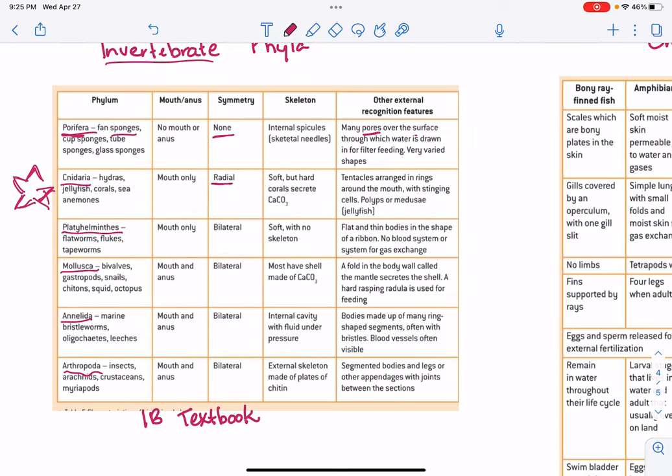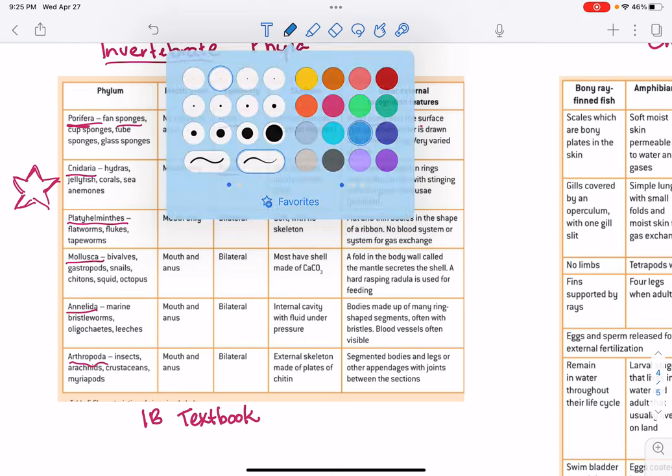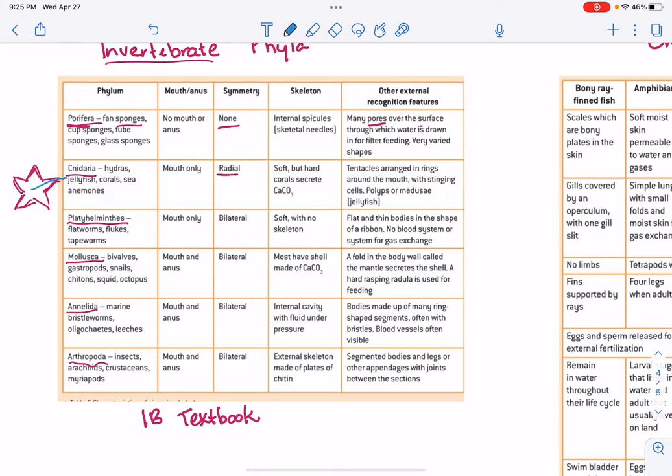So you can kind of cut it multiple ways. What it means is if I were to cut this in half in multiple directions, it would still be equal on both sides. Kind of freaky. But that is radial symmetry.